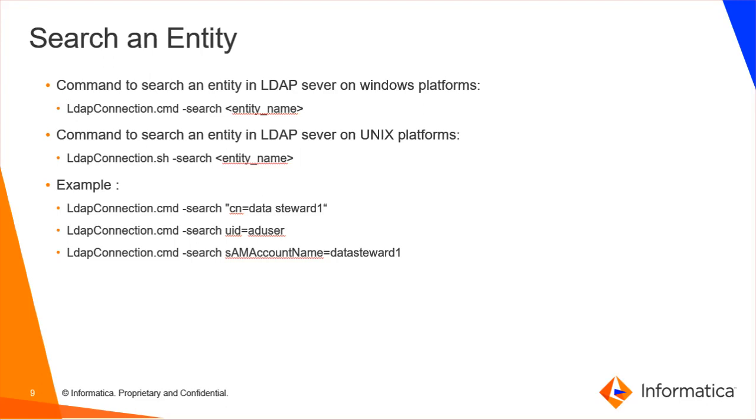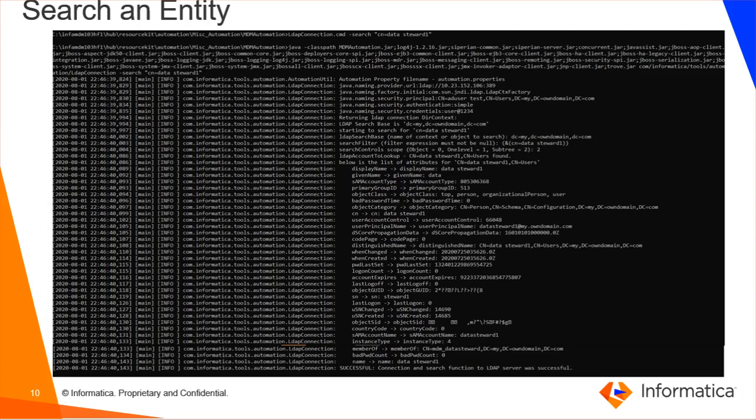For example, if you want to search for a particular user using any of the LDAP attributes, let's say like common name or UID or SAM account name, as per this example, you can provide the corresponding value. If the common name has a space in between, then provide the entire string in double quotes. As an example, once this utility is executed, LDAP connection space -search on the corresponding attribute to search for the user, it will print the user's details as mentioned here.